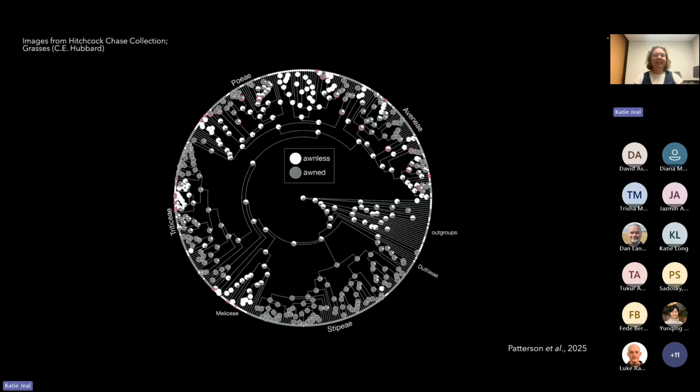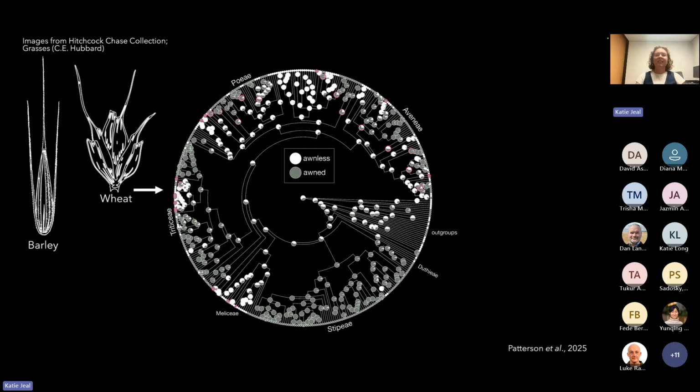Not only do we see gain and loss of awns across grass evolution, but we also see a wide range of lemma morphologies. In the cereals, the straight awns of barley and wheat photosynthesize, contributing to yield. Yet we see the same straight awn morphology appearing independently across the phylogeny, such as in the Stipeae tribe.